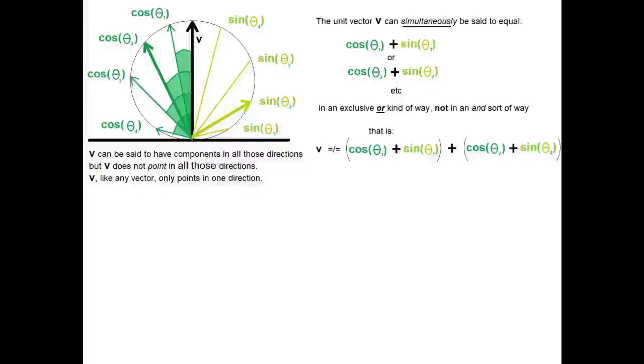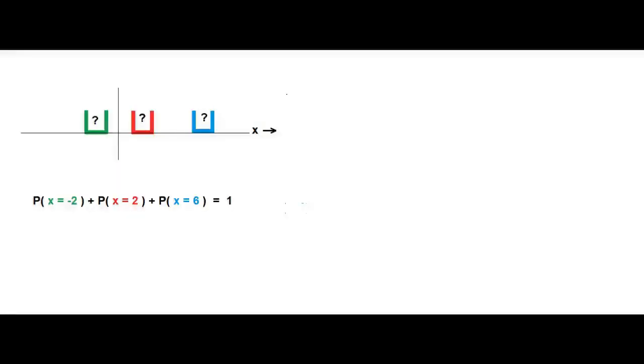Anyway, let's get on with it. Suppose there are three possible locations for a ball along the x-axis. Suppose it could be at location x equals -2, at location x equals 2, or at location x equals 6. It might have a higher probability of being at some of those locations than at others, but whatever the probabilities it has of being at the various possible locations, those probabilities must sum to 1. Or to 100% if counted in percentages.